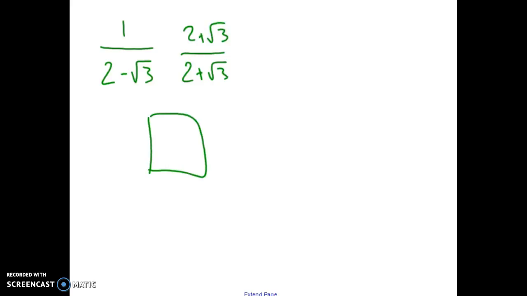If I had something like this, 1 over 2 minus root 3, I don't like it because there's a radical in the denominator. So I'm going to multiply both the numerator and denominator by 2 plus root 3. That way, if I do my area model, I get a negative 2 root 3 and a positive 2 root 3 that cancel each other out. That's because these signs are opposite.